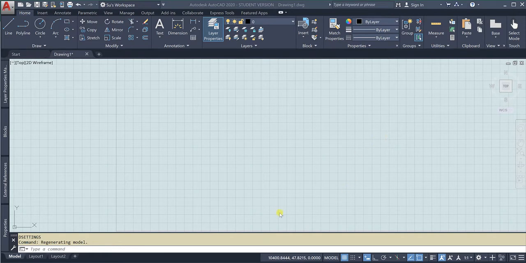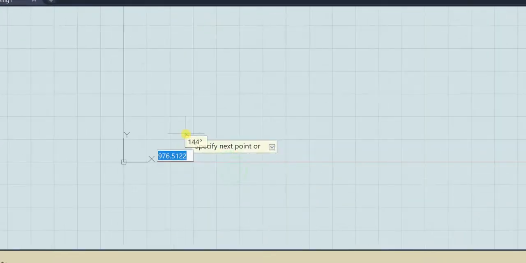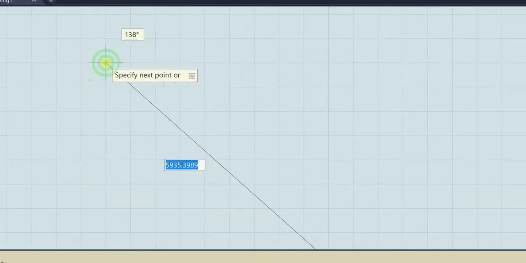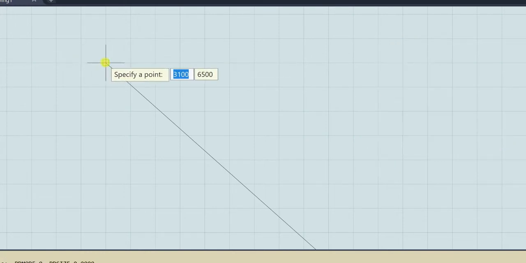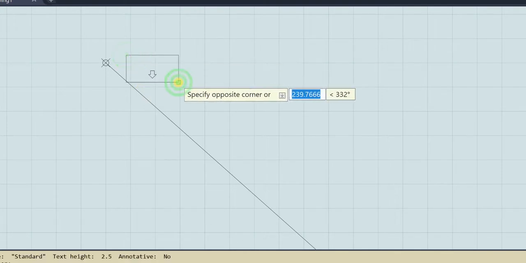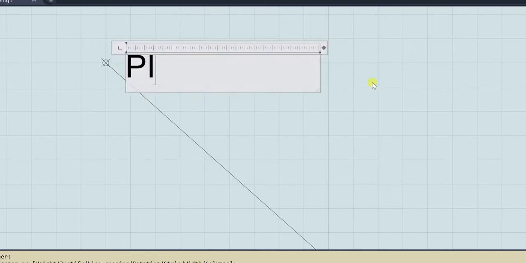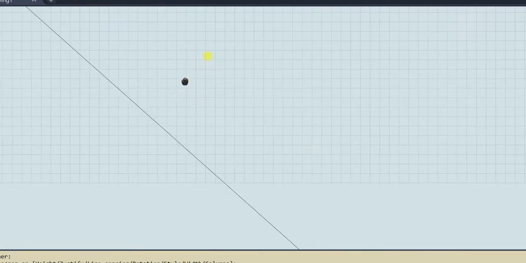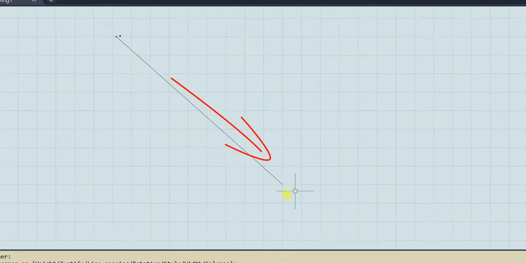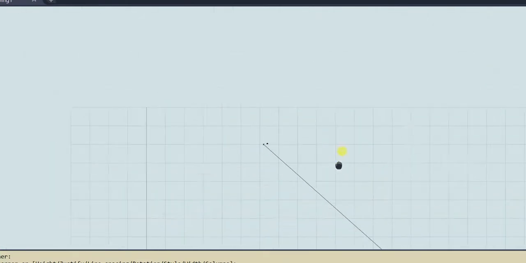So I'm just going to draw a line. I'm going to put a point right at the end of that line, and I'm going to occupy that. So I'm occupying that point, and that point is called the PI. All right, so I'm occupying the PI, and I am looking back at my back sight.